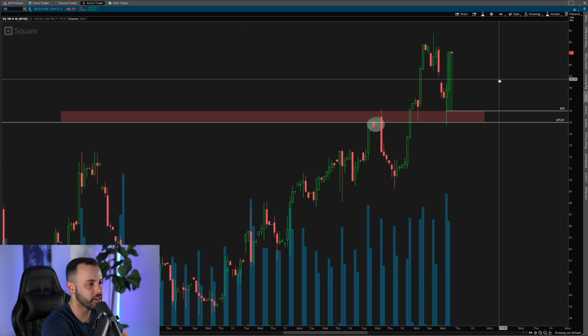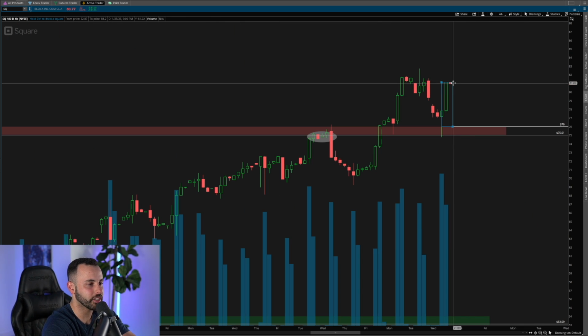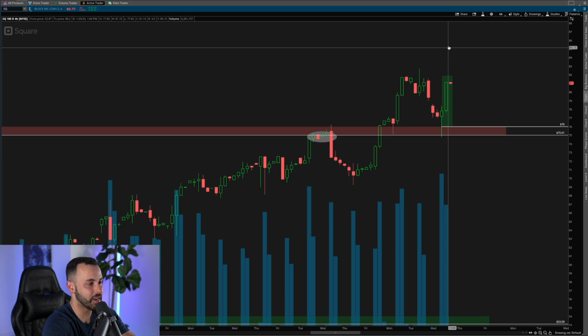And if we do zoom out, if Square is to continue on this break and retest, and this is actually a very strong move, I would say you could even target up to these recent highs around this 82 area, and maybe even further if this does break this previous high.